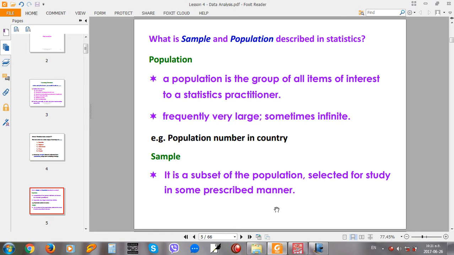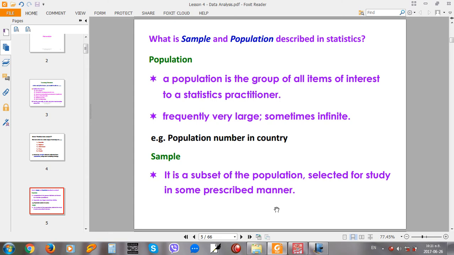So what are sample and population in statistics? Population: a population is the group of all items of interest to a statistics practitioner. Frequently very large, sometimes infinite. An example is given: the population of a country.